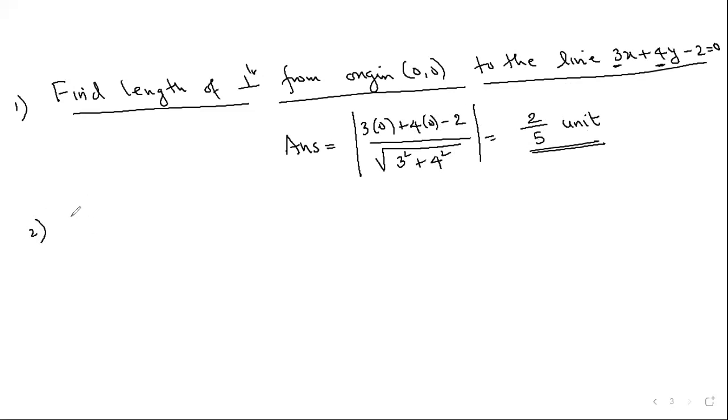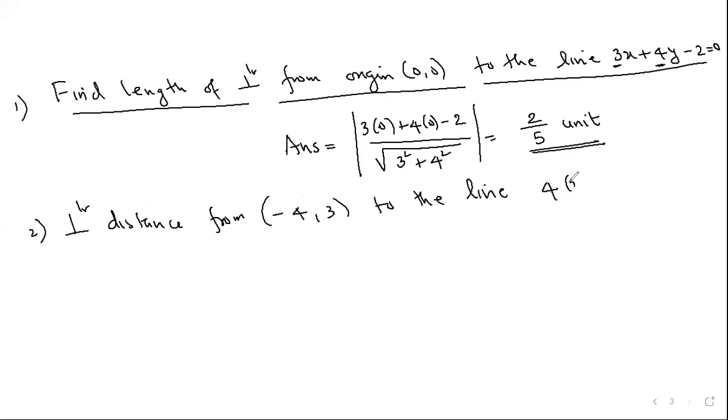Now calculate again. Find the perpendicular distance from (minus 4, 3) to the line 4 into (x plus 5) is equal to 3 into (y minus 6). Can you tell me why they gave it in this format? We never write the equation of a line in this format. To make you understand, you can apply the formula only when the line's equation is in the standard format. Don't substitute the point in this way, then your answer will go wrong.